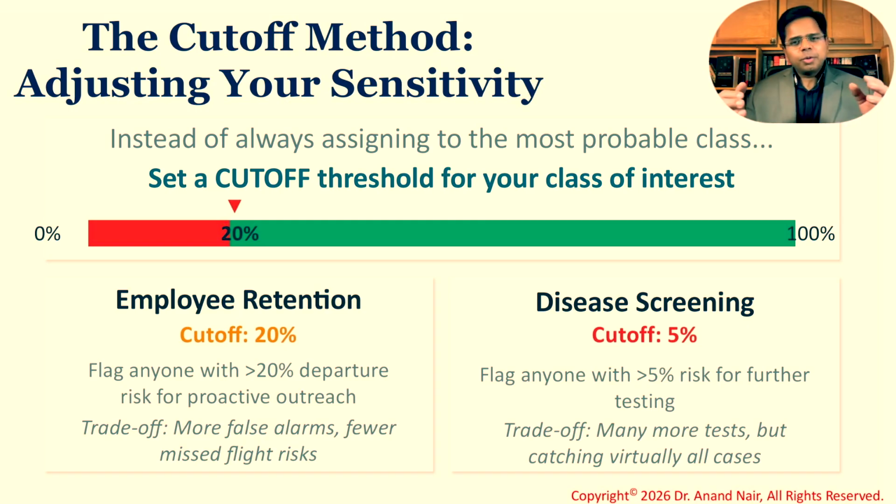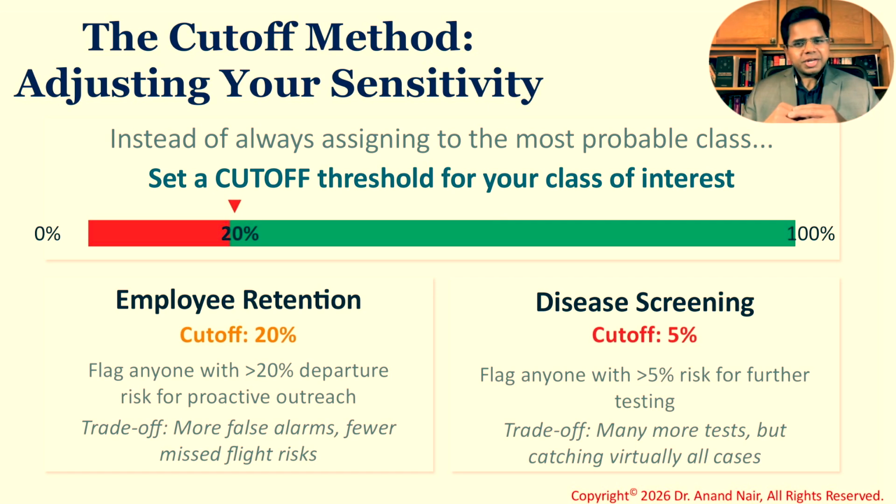Sure, some loyal employees will get flagged. Awkward conversation. You say to the employee, "We noticed you might be unhappy." And the employee responds, "I literally just bought a house nearby." But that's a trade-off HR is willing to make if it means catching the employees who are genuinely eyeing the exit. For disease screening, the cutoff might be even lower, maybe 5%.